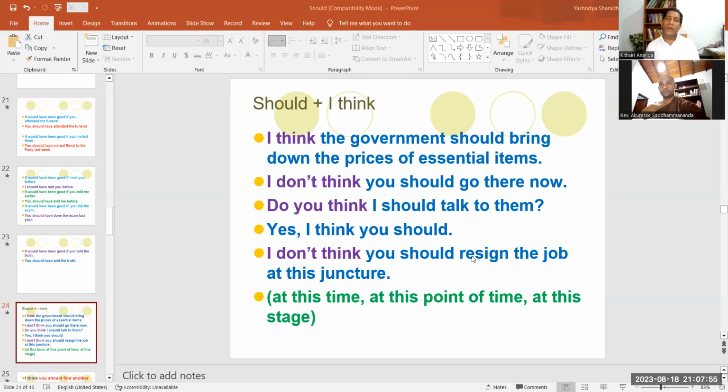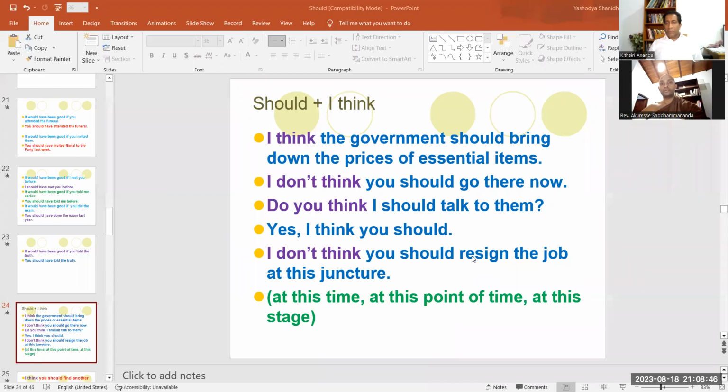Right now, you just imagine that you are at a shop and you are trying on a t-shirt and you ask your friend, do you think I should buy this? So, you seek some sort of advice from your friend. So, you can come up with your opinion by using I think plus should part. You be expressive with sort of personal opinion. I think the government should bring down the prices of essential items. It's your opinion.